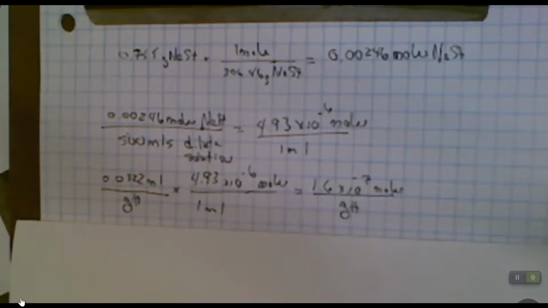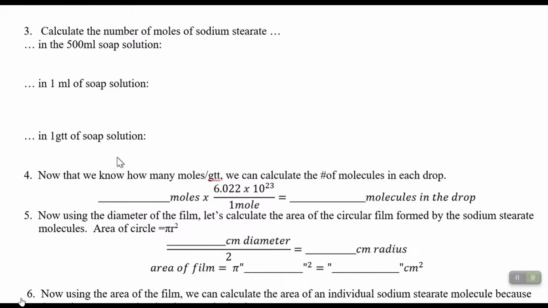So I have 1.6 times 10 to the negative 7 moles in each drop, and I can write that in right there, the number of moles per 1 drop. Now that we have calculated the number of moles of sodium stearate in 1 drop, we can calculate the number of molecules in each drop, because we know how many things there are in a mole. So I can take my number of moles, 1.6 times 10 to the negative 7 moles, and put it right there.